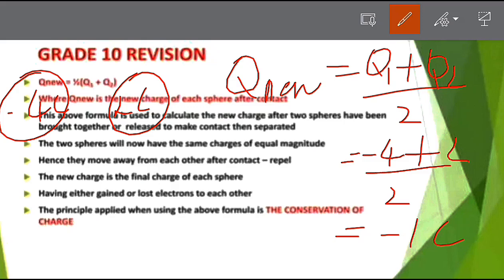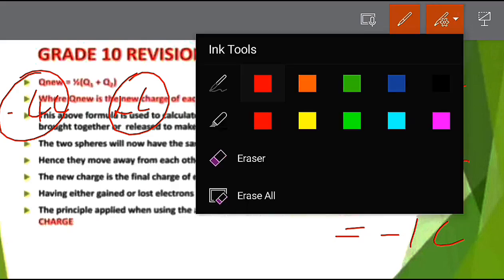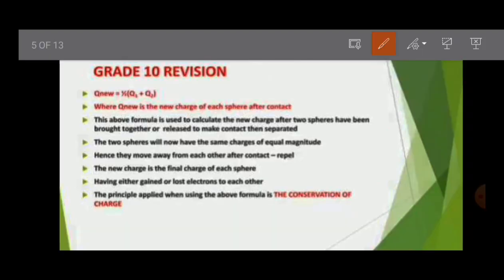So this is the formula that is used to calculate the new charge on each sphere. We'll now have this above formula used to calculate the new charge after two spheres have been brought together, or released to make contact, then separated. So we say the two spheres will now have the same charges of equal magnitude, -1 coulomb and -1 coulomb. Hence, they move away from each other after contact.